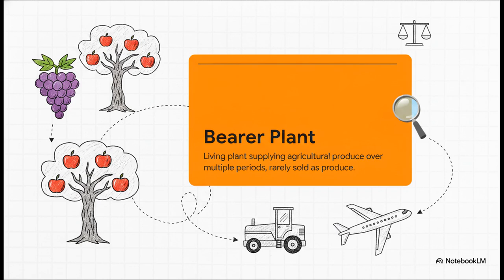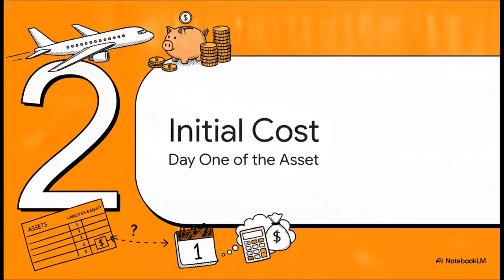Now, this is actually kind of wild. Check out this rather quirky inclusion in the standard, the bearer plant. A bearer plant is a living plant used to supply agricultural produce over multiple periods. So think of a grapevine in a vineyard or an apple orchard. Because these plants act as a sort of permanent machine for producing goods, rather than being the actual crop that gets chopped down and sold, IAS 16 treats them just like machinery. So yes, thanks to IAS 16, a living, breathing apple tree technically follows the exact same equipment rules as our multi-million-dollar jumbo jet.